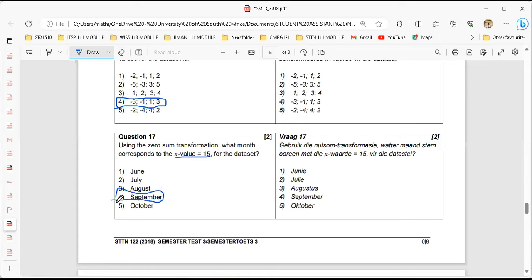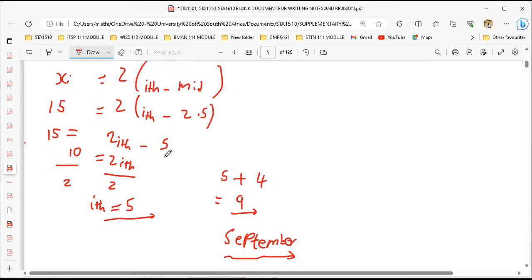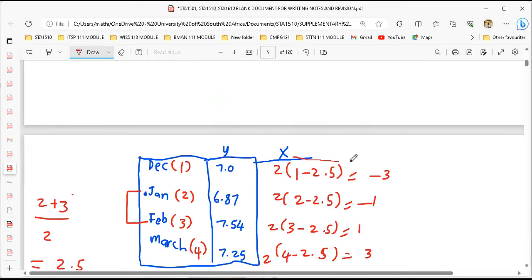You see that question that when I started explaining this, I started with this one. The least square equation, let's find the least square equation. It's going to be easy. Why? Because we have the transformed x values here. We have the x values, we have x, we have y. So it's going to be easy for us to find the value of A and to find the value of B. All right, you can also do that and find the value of A and B.